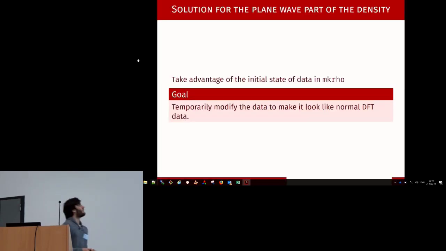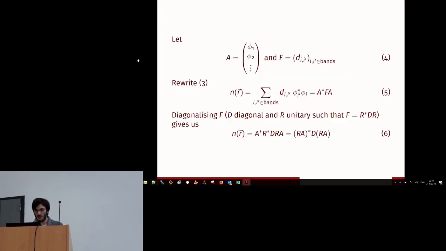So the idea for the plane wave part is to take advantage of the transition between layouts that we have at the beginning of macro. So we will try to modify the data to go from a DMFT non-diagonal occupation to something compatible with DFT. So I introduce some notations.